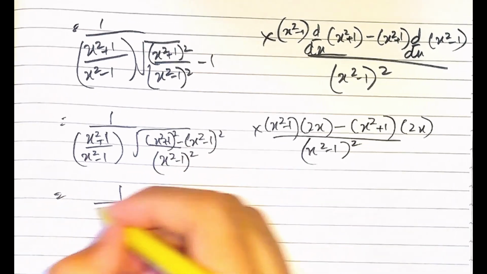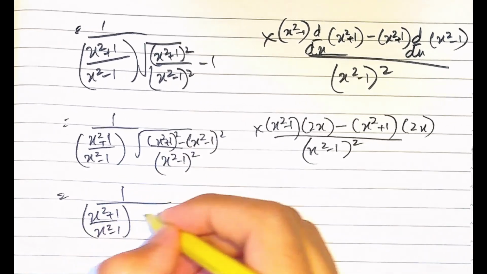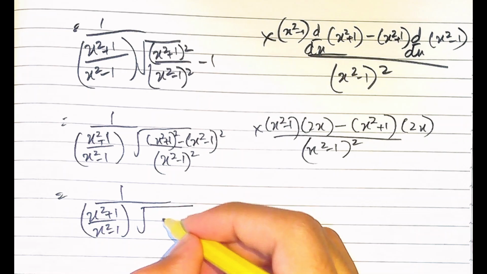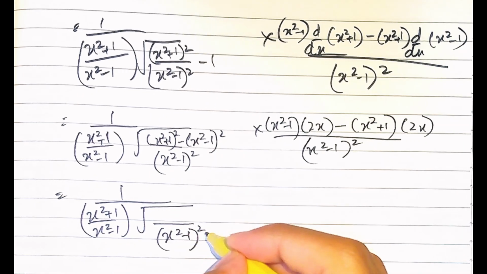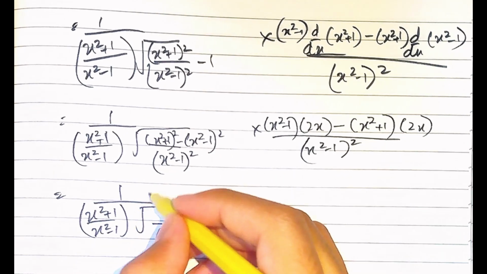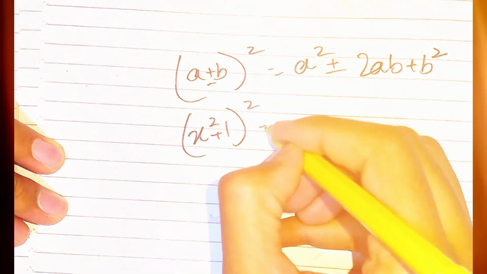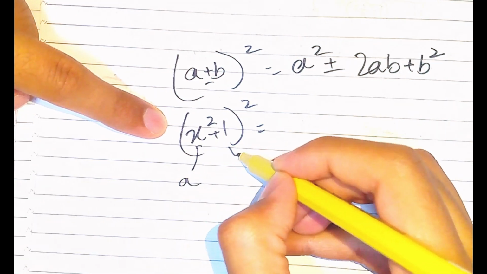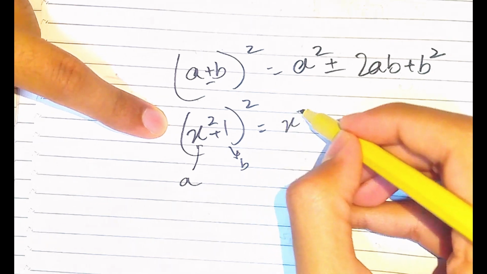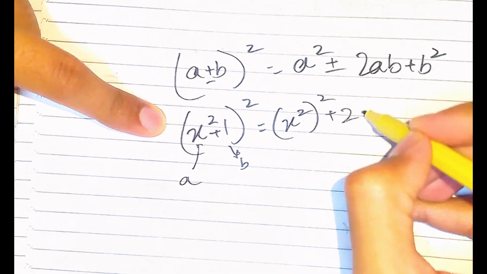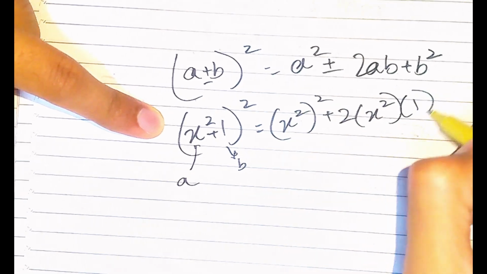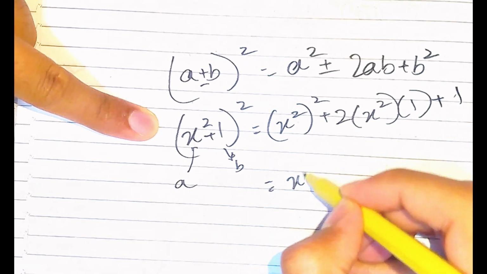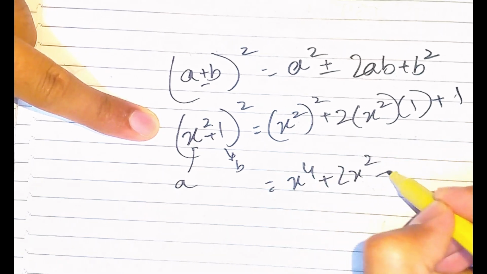Now 1 divided by, now I can actually open these terms. Okay, so first of all let me just write the denominator. Now this is actually the whole square formula, right? x square is my a and 1 is my b. So I can write it as x square whole square plus 2 x square times 1 plus 1. So we have x4 plus 2x square plus 1.